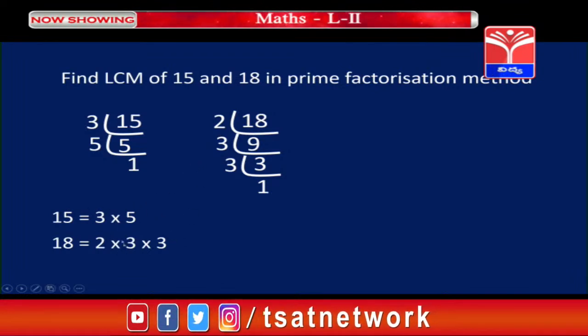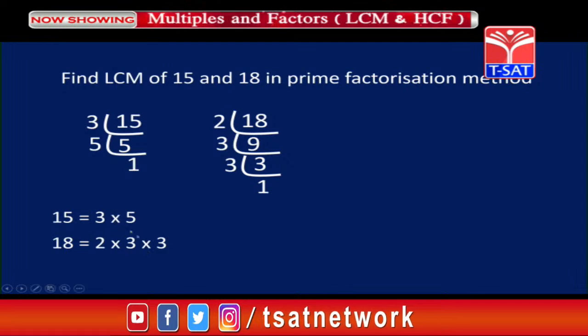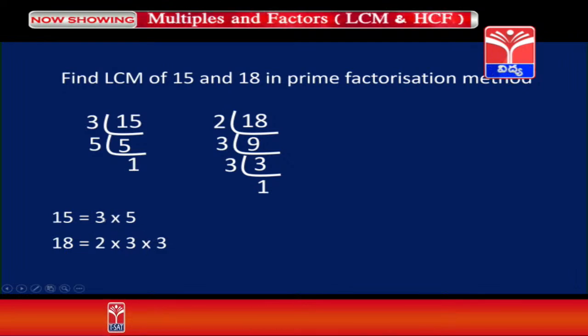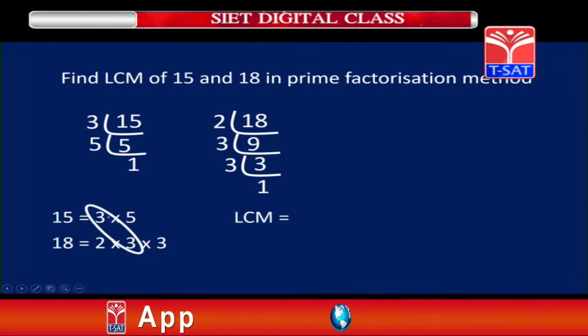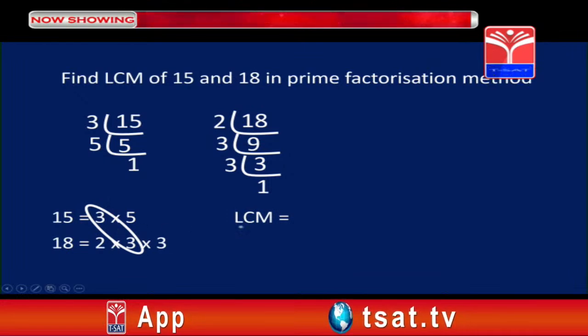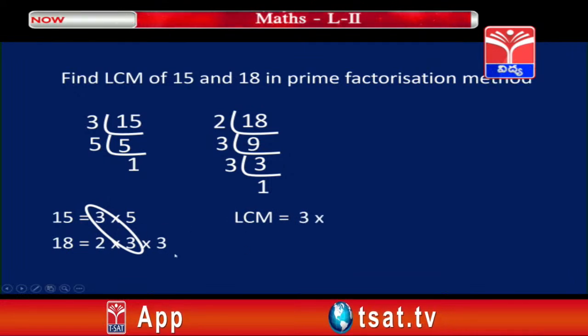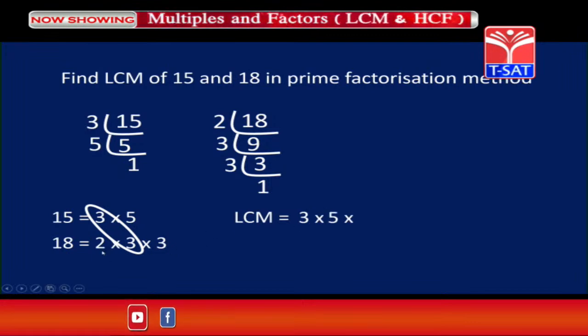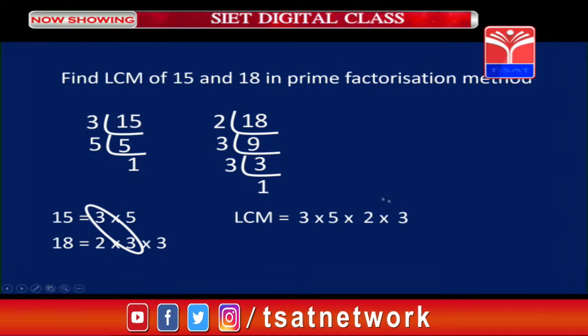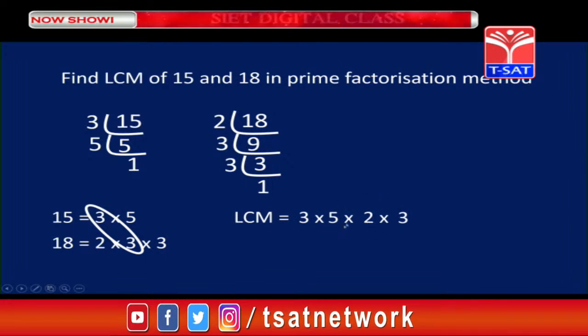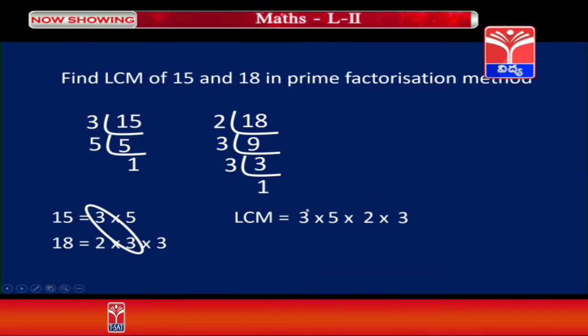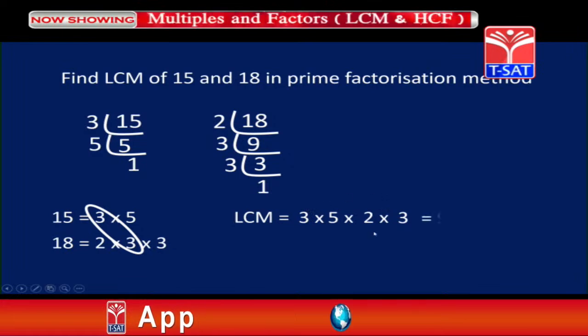Now try to find the common prime numbers among these two. 3 is the common prime number. So write the 3 here. So write these numbers: 5, and next this number 2, and next this number 3. Hence the product is like this: 5 into 2 is 10, 10 into 9. Hence the LCM is 90 here.